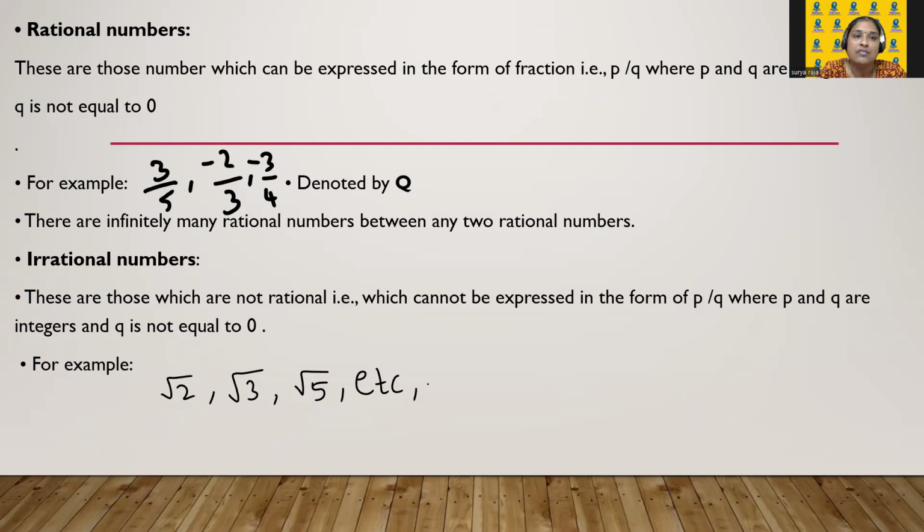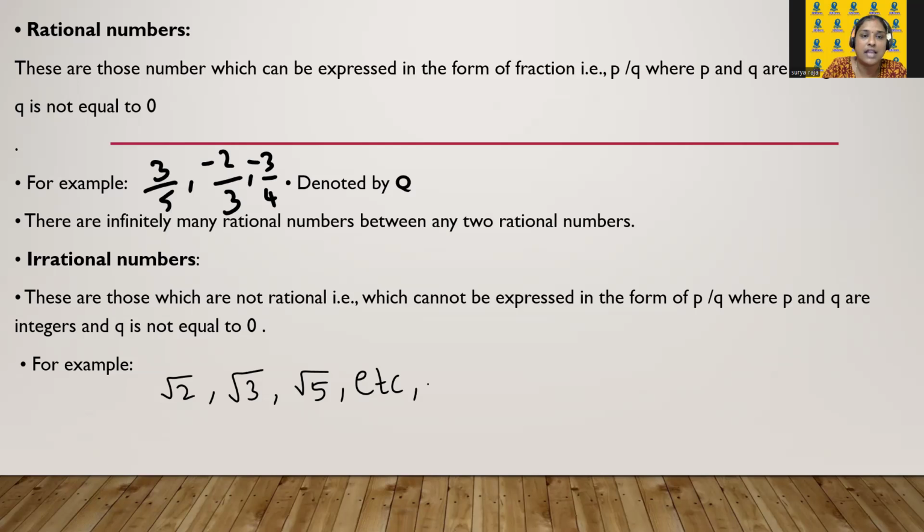We usually represent a fraction by a numerator and a denominator. So any number that can be expressed in the form of a fraction, like P over Q, where P and Q are any integers, positive or negative, but with one condition: Q is not equal to 0. For example, 3 by 5, minus 2 by 3, minus 3 by 4 are called rational numbers. Simply, whatever number can be expressed in the form of a simple fraction, we call a rational number.